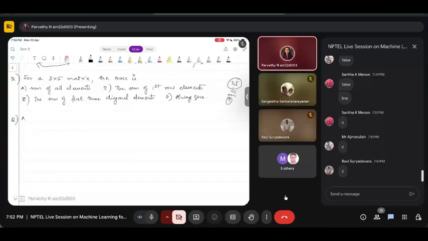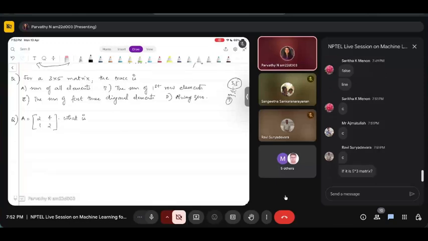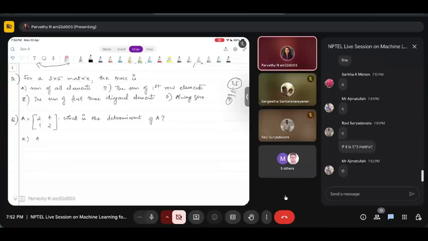A is equal to 2, 4, 1, 2. What is the determinant of A? 4, 8, 0, 8.